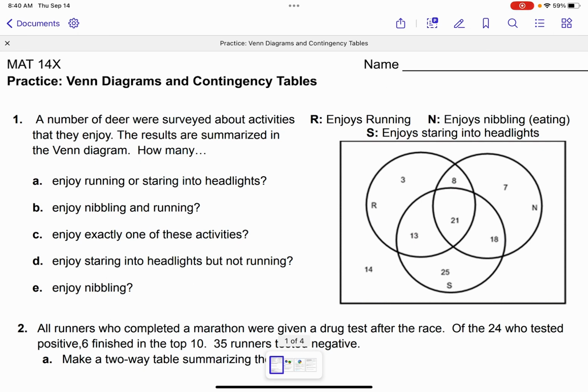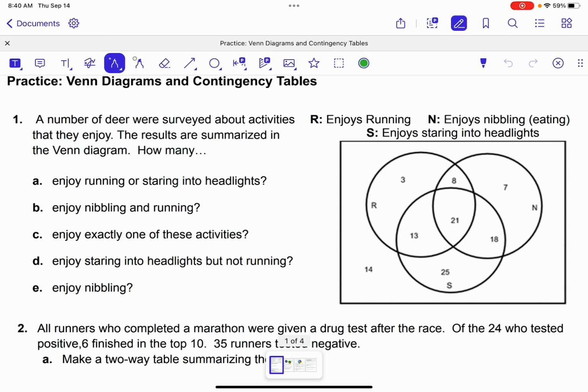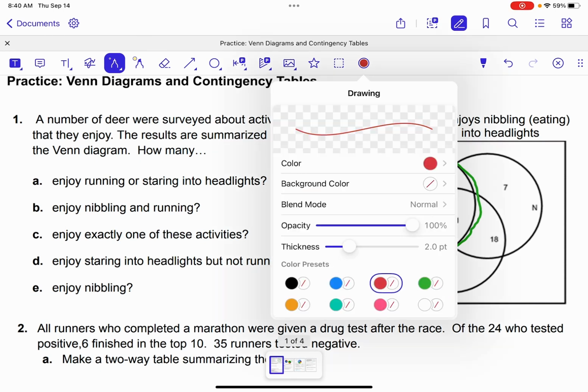All right, well, number one isn't really about making a Venn diagram, it's about reading a Venn diagram. So we have here a silly Venn diagram, and I like to make them a little on the silly side sometimes. We have a number of deers surveyed, and we have a group that enjoys running. So I'm gonna just make that circle, it's the R circle. This circle I'm highlighting in green are all the deers who like running. And then, let's do red this time.